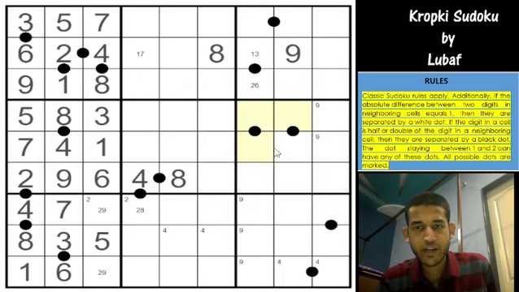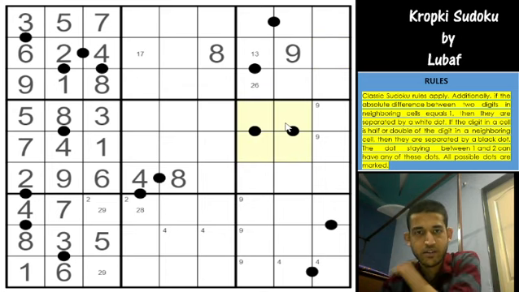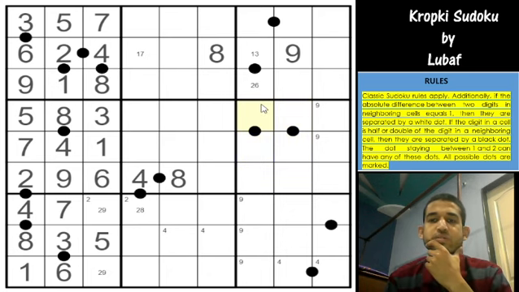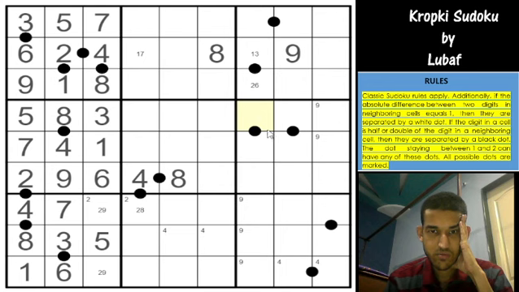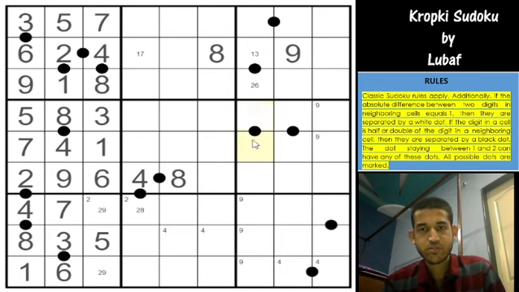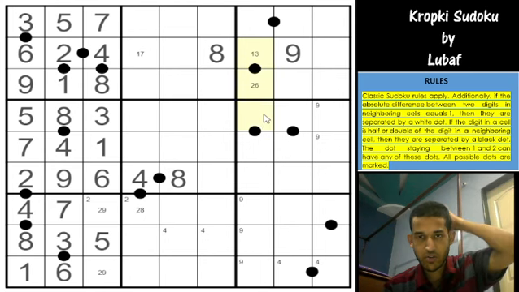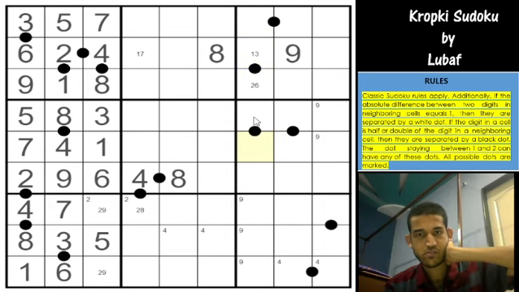Okay, maybe we can write some digits here. I'm not really certain. Not clear. 3, 6 is possible. 2, 1. It can be 1, 2, 4 and 8 also. 4, 8.